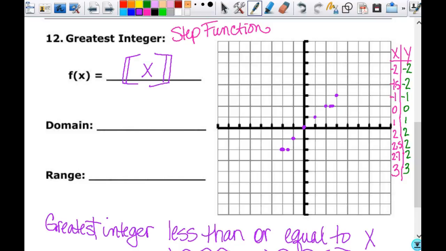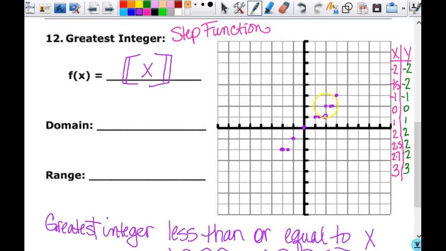Let's think about this. If I was at 1.5, what's my answer? 1. If I'm at 1.9, where am I? 1. If I'm at 1.9 repeating forever, where am I? 1. But when I'm at 2, I'm where? At 2. So I can't actually get to 2, but you see how it goes all along right there? This is why it's called a step function.